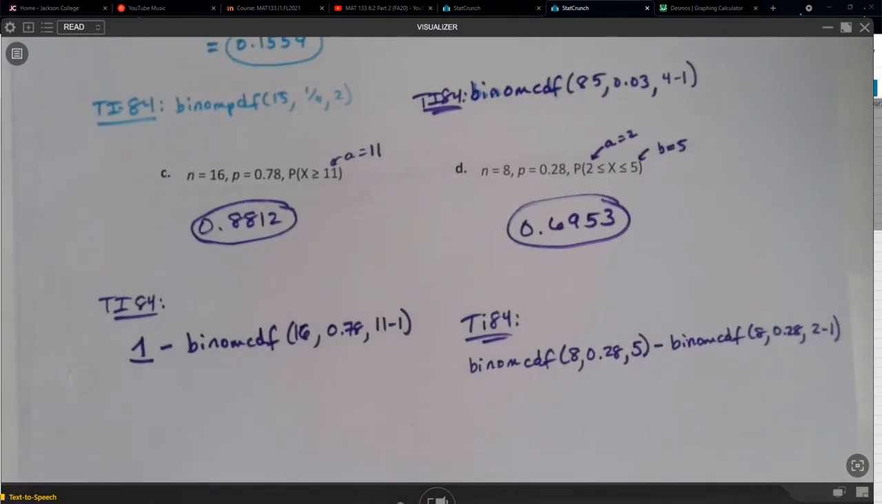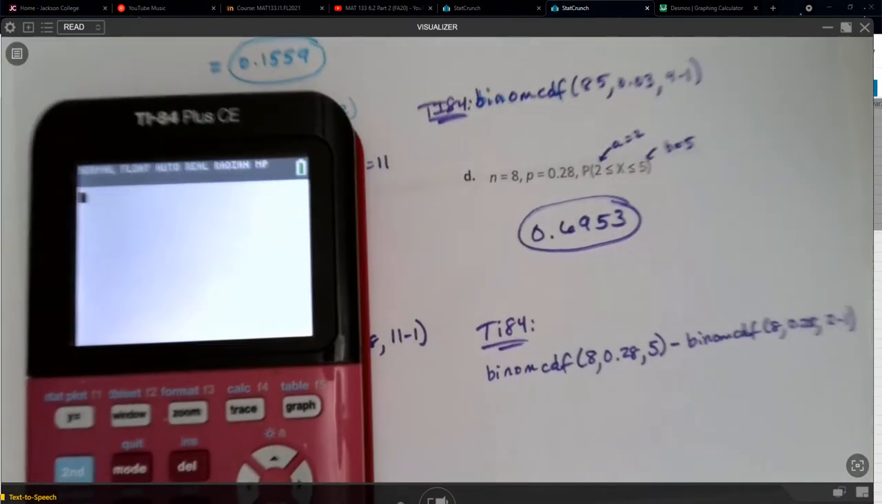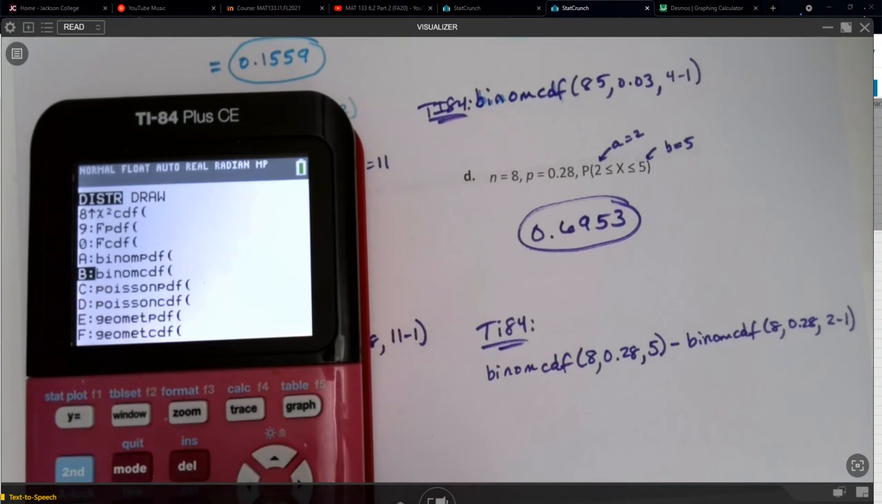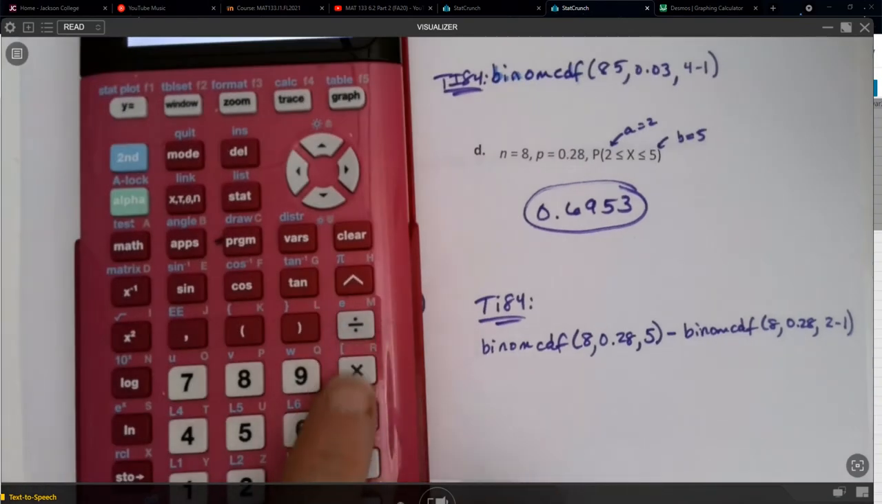And again, this is where the fact that it's pasting is helpful. So I go to second distribution, and I go to the binomcdf, it's letter B. I select it, and I say, hey, binomcdf, give me 8, 0.28, 5. That's my first one. Oop, I don't know why I'm doing my parentheses there. And I click paste, and it pastes it in. Now, don't hit enter. Just leave it. And then hit the minus sign, the subtraction sign. And the subtraction sign is over here with your operators, right?